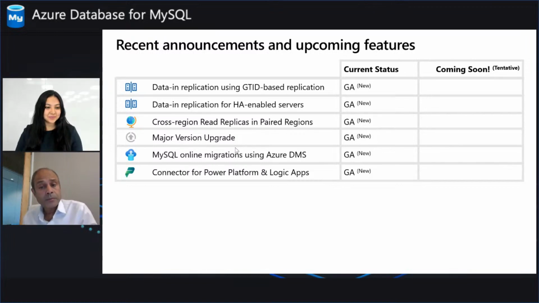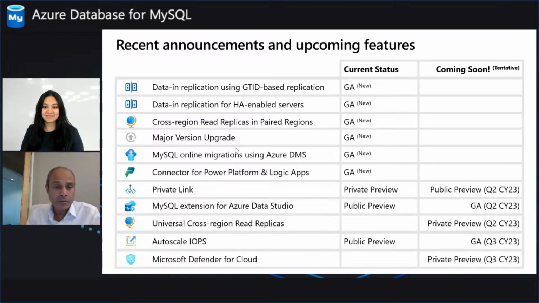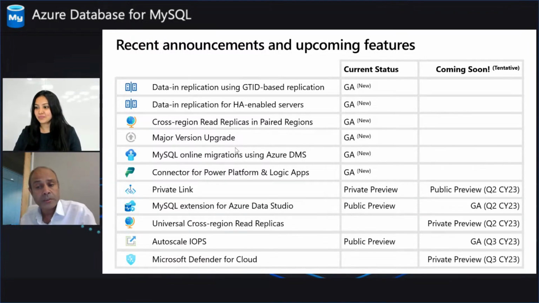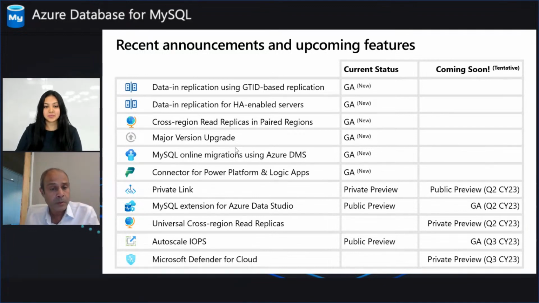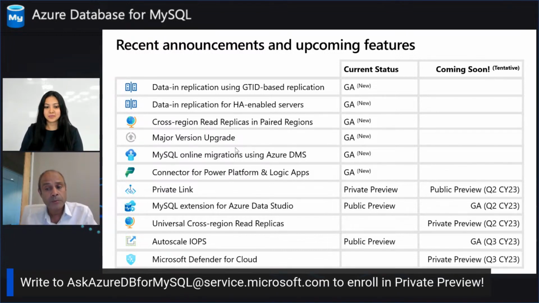Other features which we announced GA: the connector for Power Platform and Logic Apps is also GA now. And a few features we are planning to take to either public preview or GA in the upcoming quarter. One is Private Link. It's in private preview right now, and public preview would be available later this month, which means you can have Private Link available in all the regions where Azure Database for MySQL Flexible Server is available.